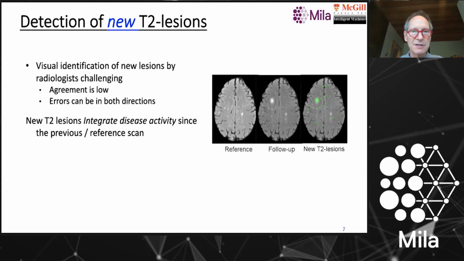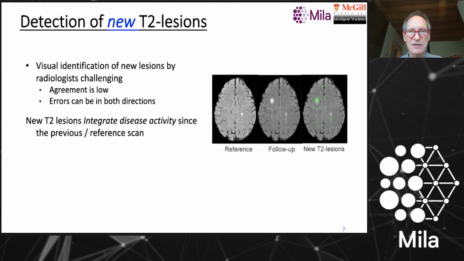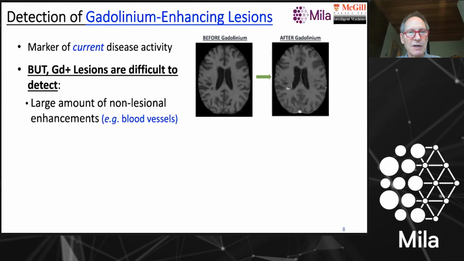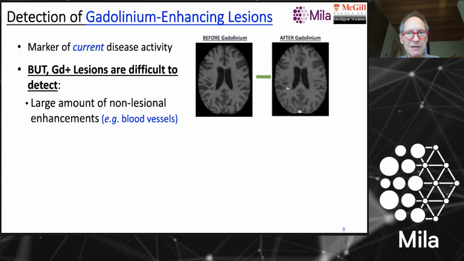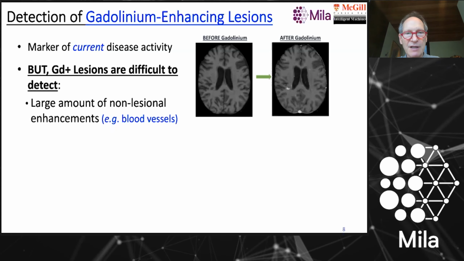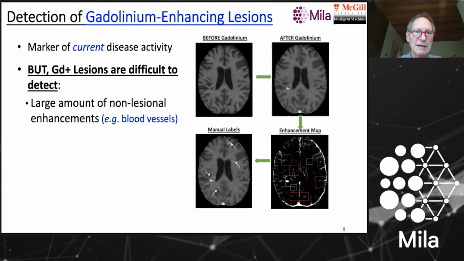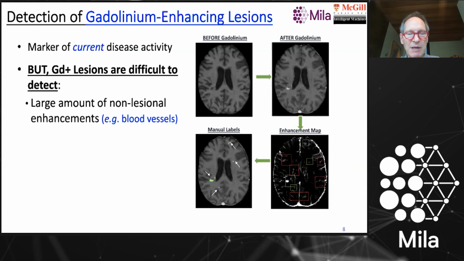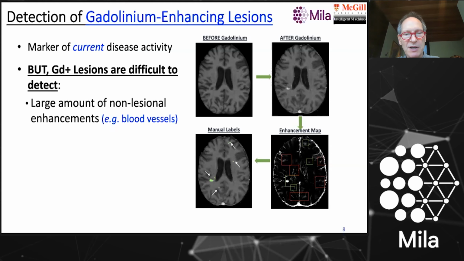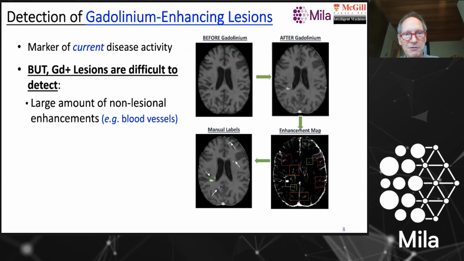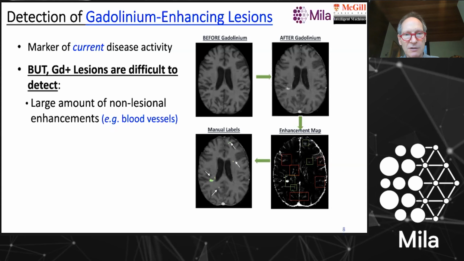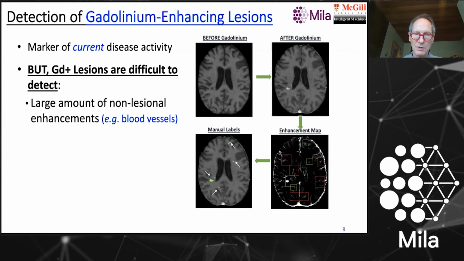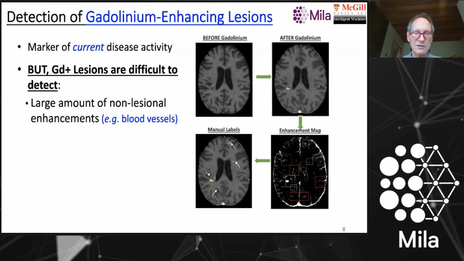The new T2 lesion counts basically serve to integrate activity since the previous scan. The GAD-enhancing lesions, which I discussed briefly before, are a marker of more acute current disease activity. The image on the right shows an example of a GAD-enhancing lesion, the bright spot. The problems with identifying GAD-enhancing lesions are shown in the bottom images. There may be multiple lesions, but there are many more bright spots in the GAD-enhanced images due to enhancement of normal structures, primarily blood vessels. And it is not trivial to disambiguate these normal structures from lesions, which again may be small and not very strongly enhancing.